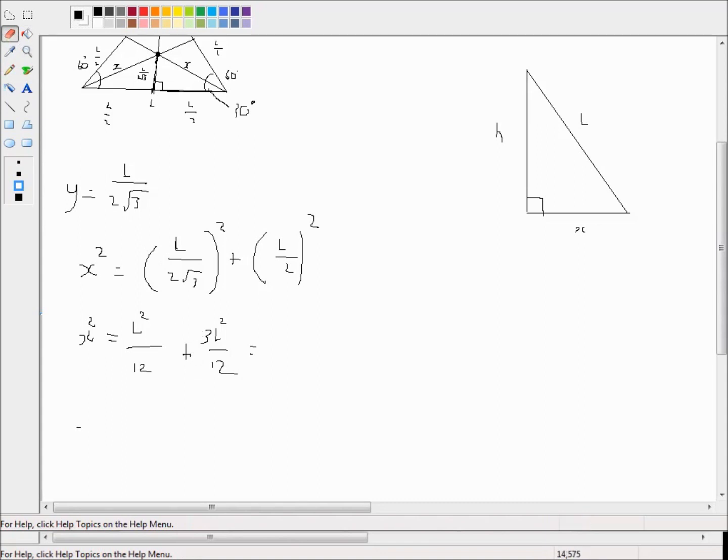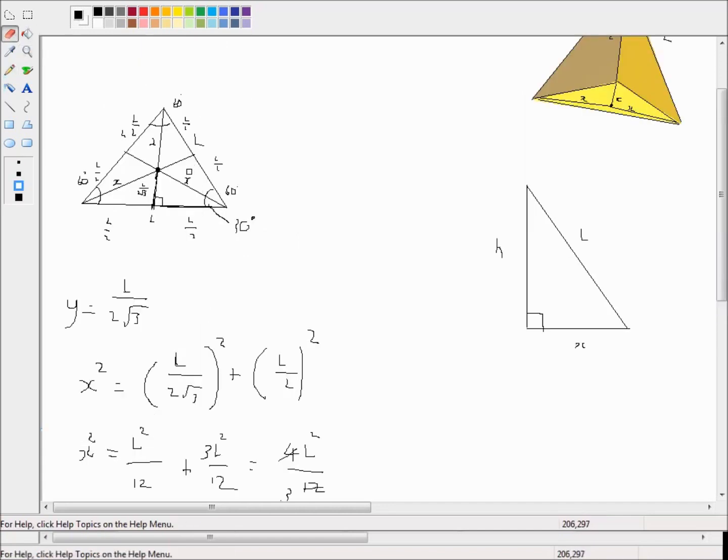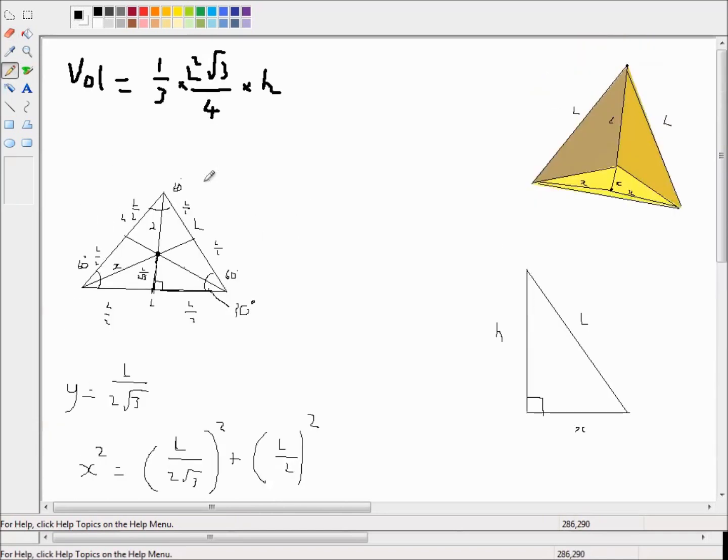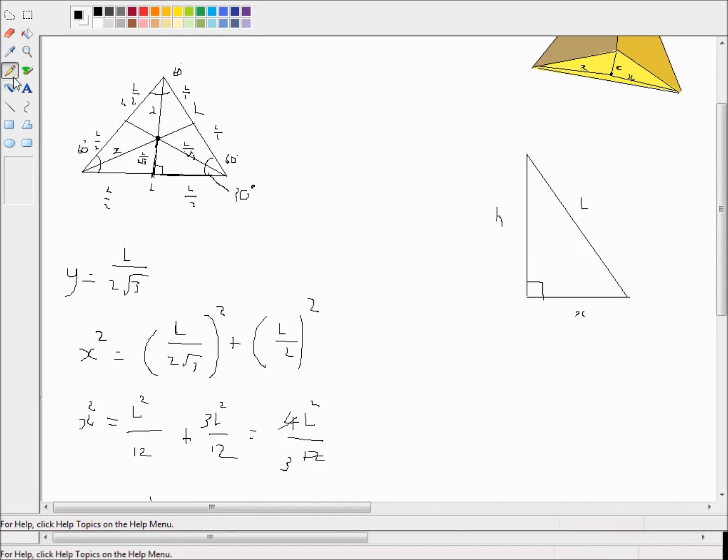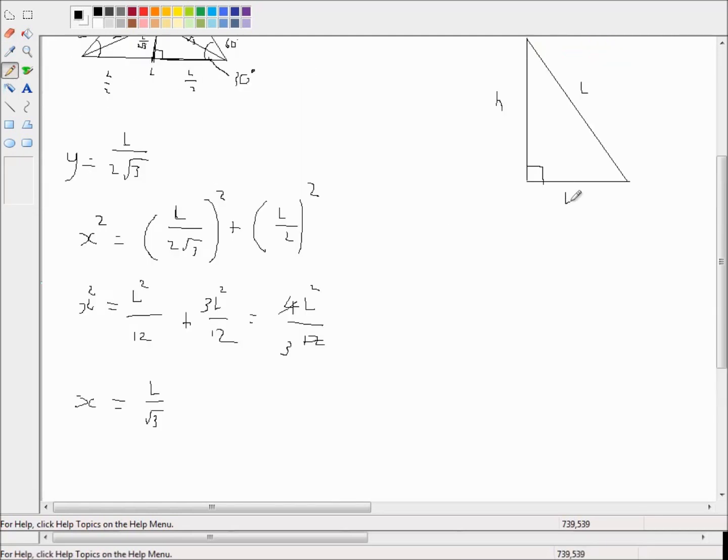Then I can combine the fraction easy enough. So that's just 4L squared over 12. I can now cancel the 4 from top and bottom, so that's just L squared over 3. So if x squared is L squared over 3, then x is equal to the square root of L squared over 3. Well, the square root of L squared is L, divided by the square root of 3. I can now change my x here for L over root 3. Which more importantly means that this x here, we now know this length is L over root 3.